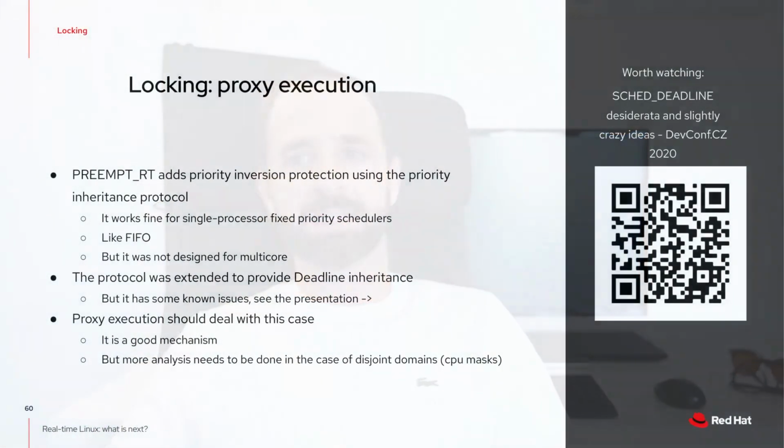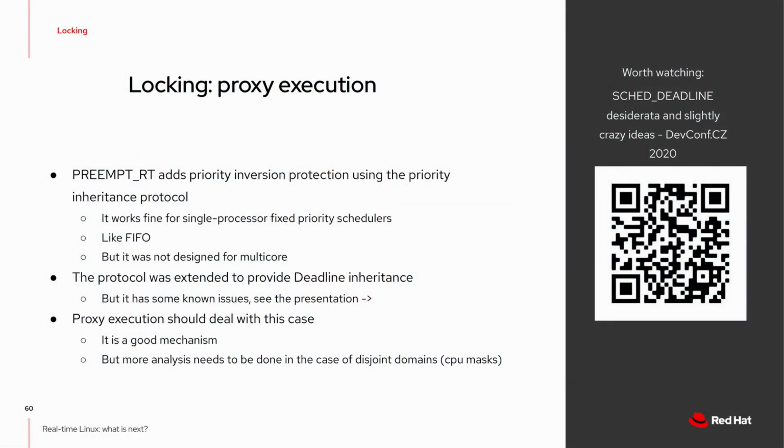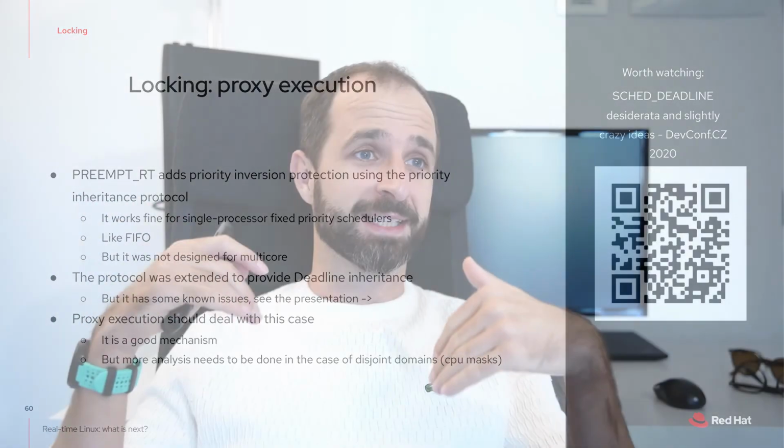Another problem is that in PREEMPT_RT, we have priority inversion protection using the priority inheritance protocol. The priority inheritance protocol is very nice for a single core fixed priority scheduler, which is not the case of SCHED_DEADLINE, where each activation will have a different priority. So the highest priority thread is always a different thread, right? You don't have a single highest priority. And actually now we are trying to address this problem using deadline inheritance.